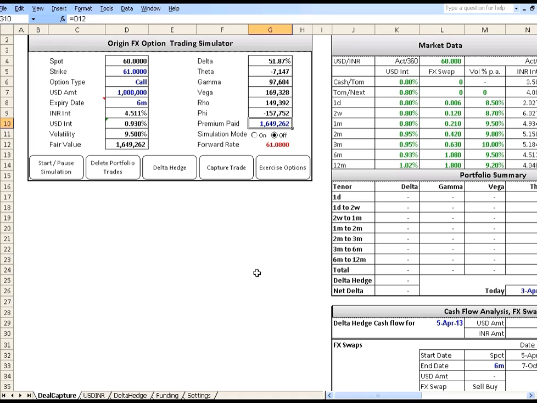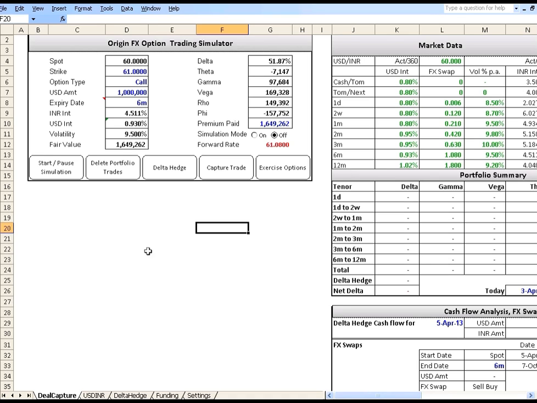Let's capture this trade. You could specify tenor in days, weeks, months, and years. Maximum tenor for option is 1 year, as our market data only goes up to 1 year. If the date is beyond 1 year, then you will get an error message. We could have used a specific date here too, say 7th October, instead of a tenor.